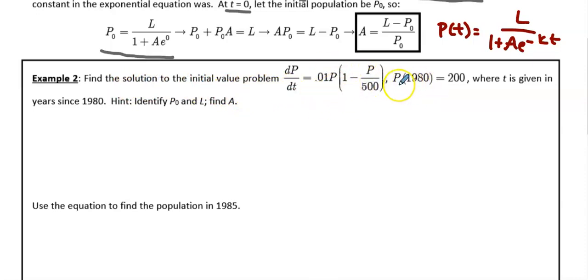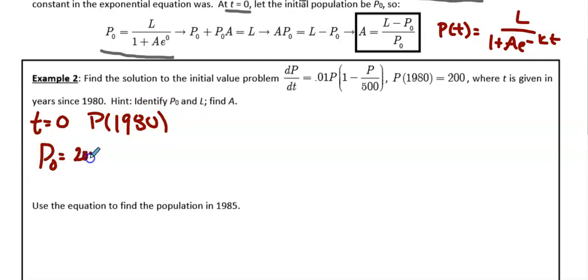And given that P of 180, so the population at 180 is 200, where t is given in years since 1980. All right, so years since. So we want to know that t equals 0 for the population of this. Our initial time is going to be at 1980. So we know that the 200 is going to be represented as P of 0, right? So this is going to be the population at time equals 0.